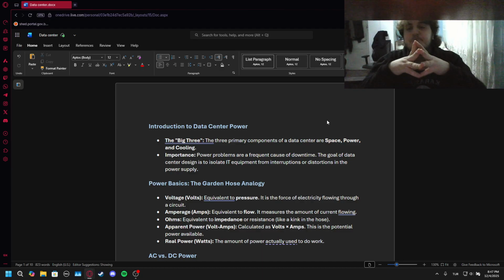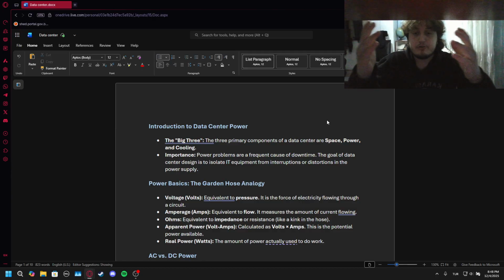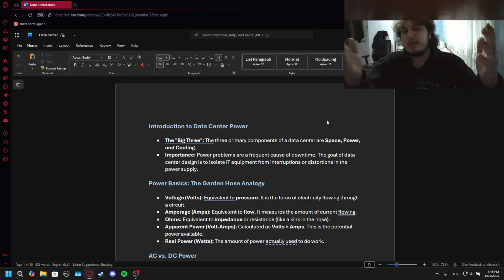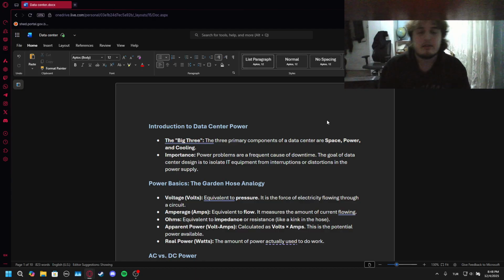The big three. The three primary components of a data center are space, power, and cooling. Obviously, we'll be talking about the power part more in this video, but space and cooling matter because how much space you use and cooling already spend so much of your energy that it is basically the purpose of the place to cool it down, because you have so many servers that produce so much heat. The cooling is the main idea we'll be tagging along with.